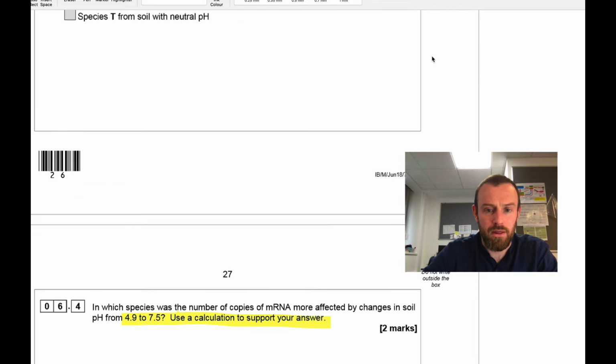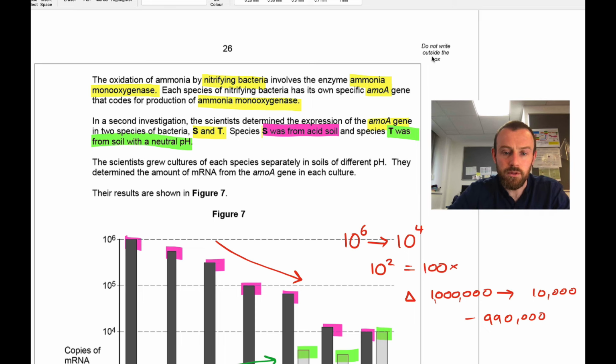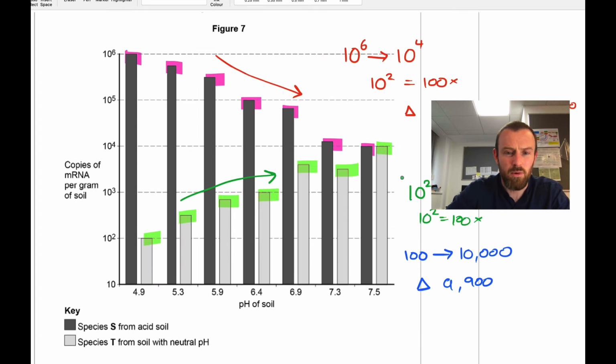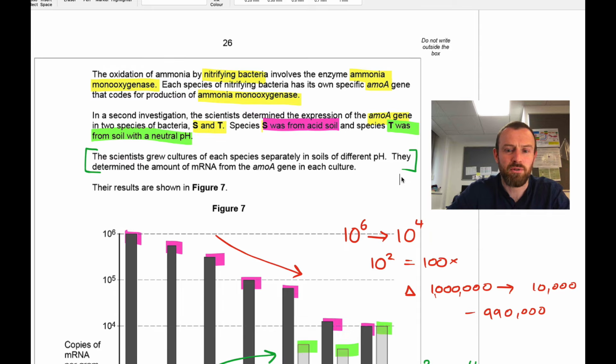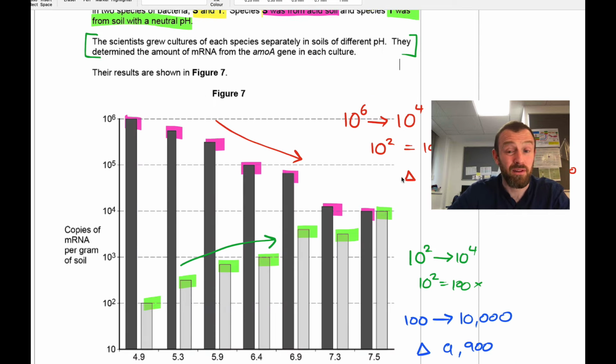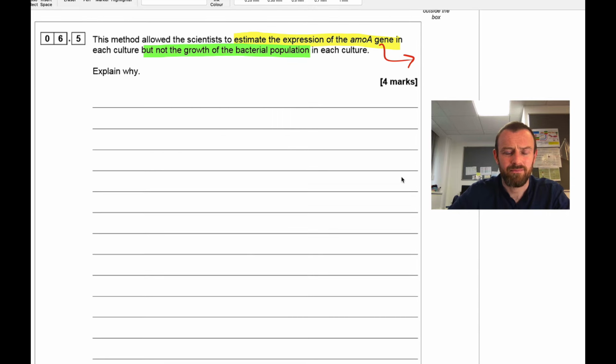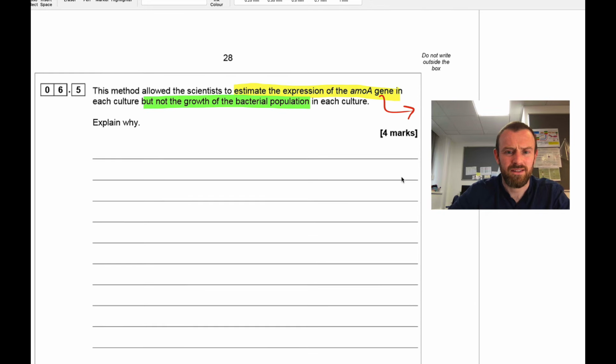Let's go back up and look at the method. They grew, this is the key bit here, cultures of each species separately in soils of different pH. They determined the amount of mRNA. It doesn't actually say how. But there was no measure of the size of the bacterial population. There was no counting of cells. There were no counting of colonies. Yeah. And it was only done for 15, was it done? No, it was only done for 20 days.